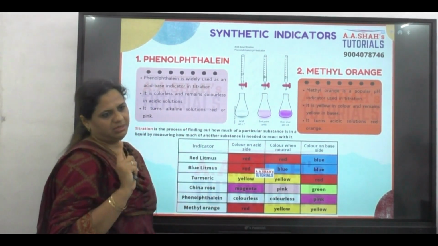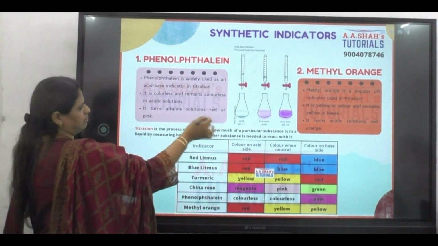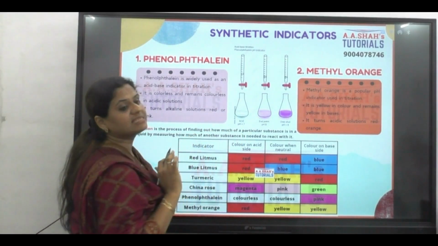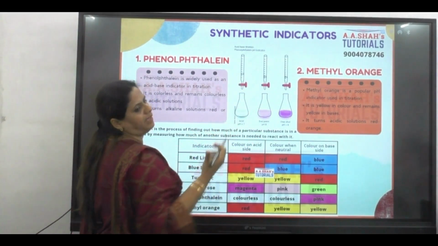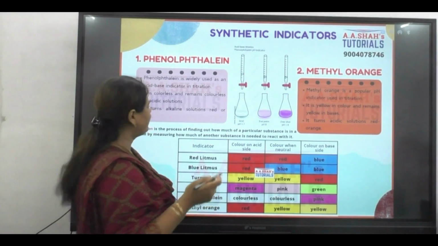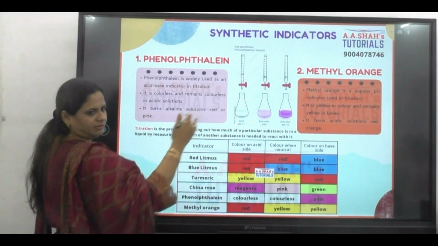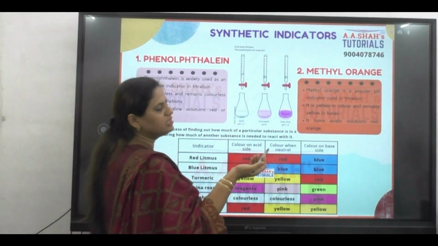And what is phenolphthalein? It is a colorless solution. When it is added to acid, it remains colorless. But when it is added to base, it starts turning pink. The more you add it, it will become reddish pink, darker pink. Right? So this is phenolphthalein.